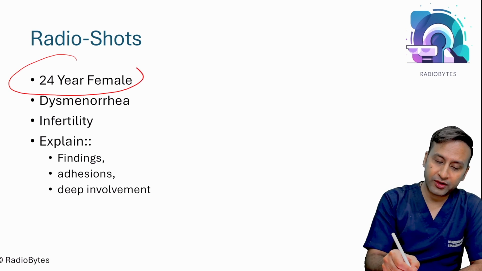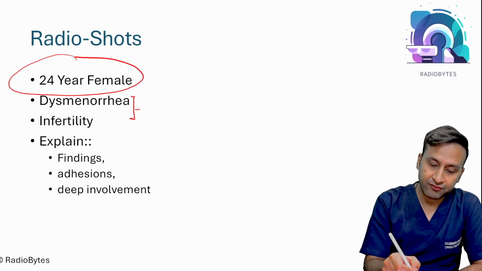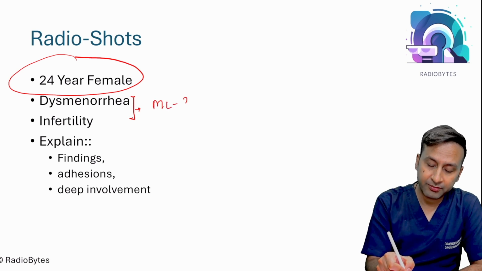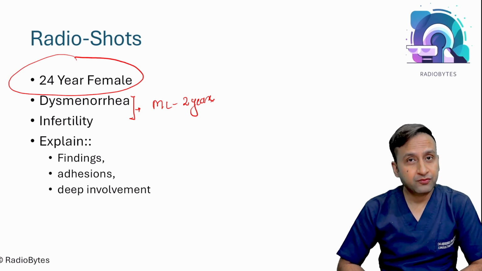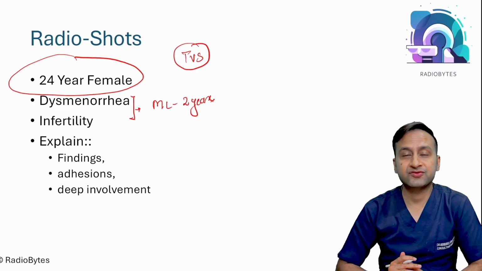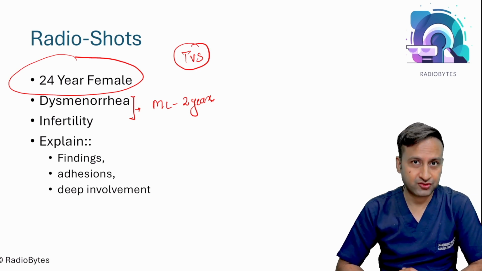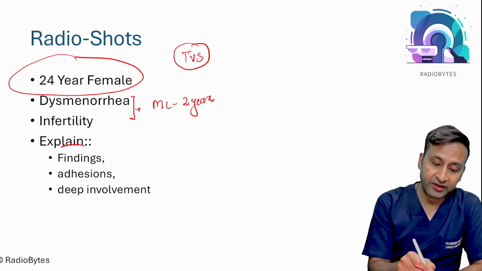Our first case is that of a 24-year-old female who comes to us with dysmenorrhea and infertility. The married life of the female patient was around 2 years. Now, the patient was sent to us for a transvaginal sonography. I want you to have a look at the transvaginal sonography and answer at least three basic questions. First of them is to explain the findings.